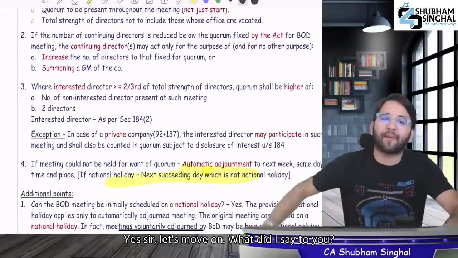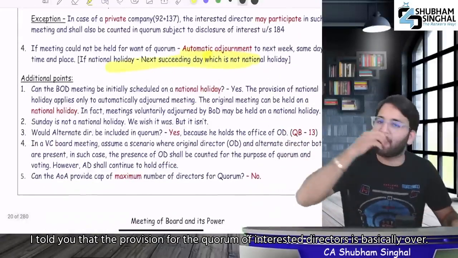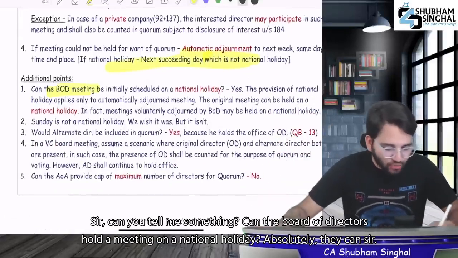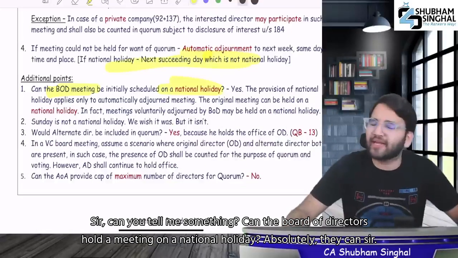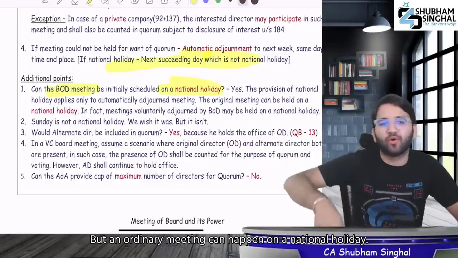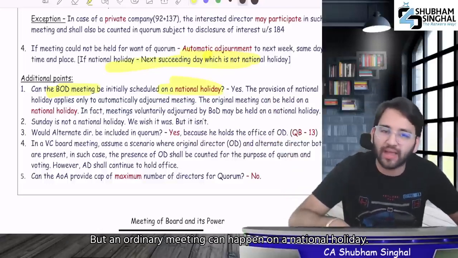Yes, let's move on. I said the provision for the quorum of interested directors is basically over. Furthermore, can the board of directors hold a meeting on a national holiday? The answer is yes. An adjourned meeting can't be held on a national holiday, but an ordinary meeting can happen on a national holiday.